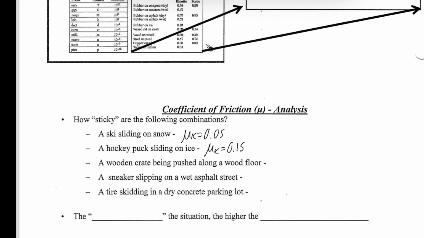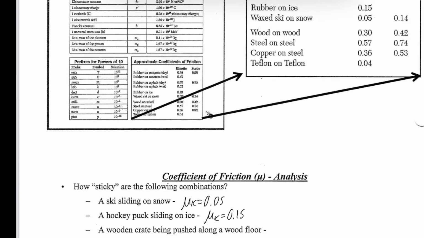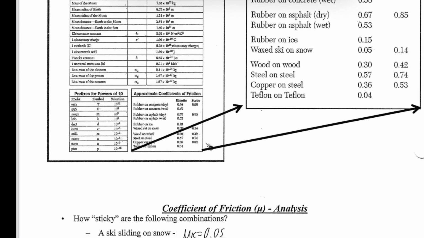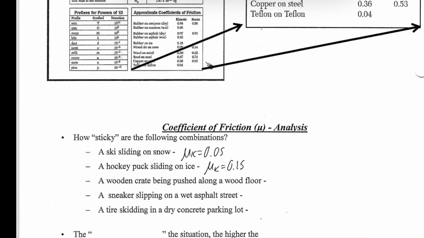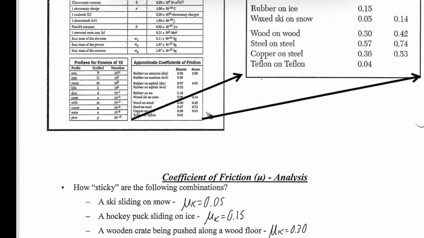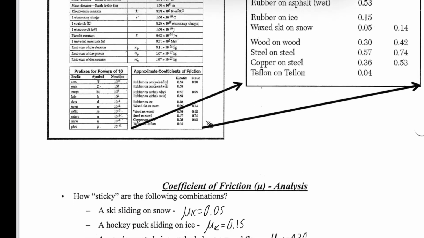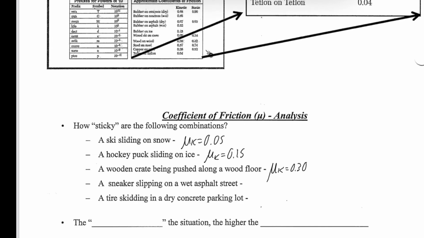Next, we have a wooden crate being pushed along a wood floor. So we take a look. Wood on wood being pushed. It's going to be kinetic, so 0.3 for its mu k. Next, we have a sneaker slipping on a wet asphalt street. So it's going to be slipping, a sneaker is rubber, and we've got a wet asphalt street. So we're going to see that mu k equals 0.53.